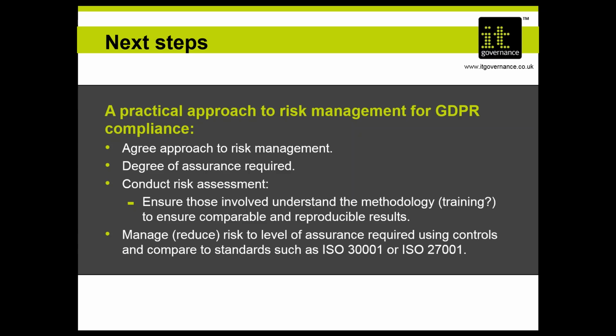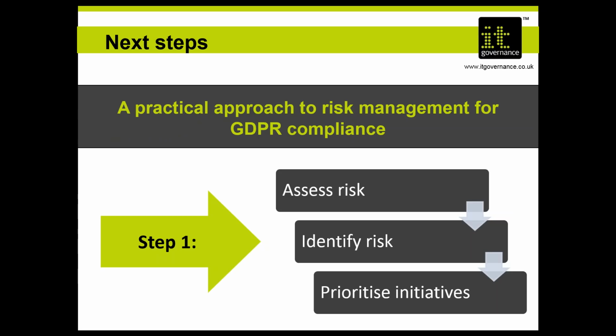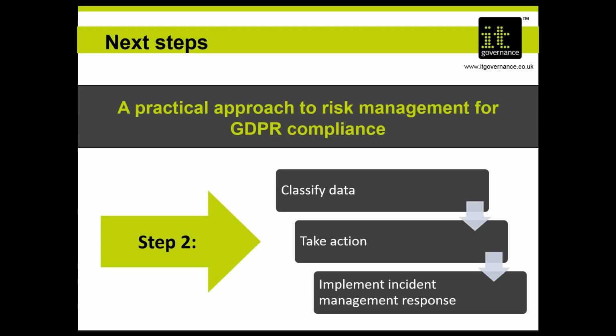Then do the risk assessment. Make sure that those doing it understand the methodology, make sure they get properly trained. What you're trying to do is ensure that the risk assessment produces comparable and reproducible results. Anybody else should be able to come along, apply the same methodology and arrive at the same decisions about how to treat the risk and what controls to put in place where treatment is going to be about controlling the risk. And you then put in place the controls that will enable you to manage that risk down to an acceptable level. So step one, assess and identify the risk, and make sure you've prioritized the initiatives that you need to be taking to deal with risk.